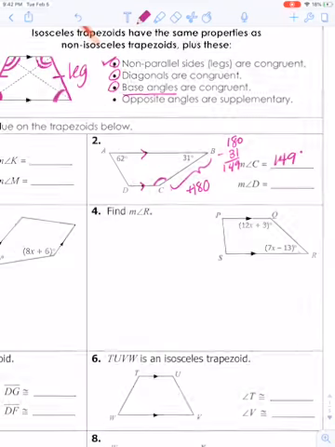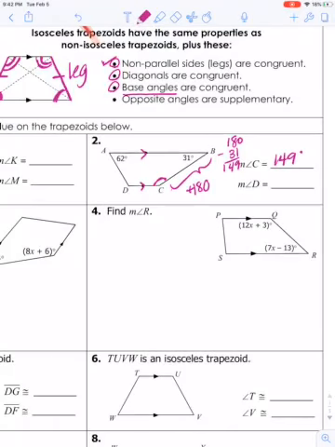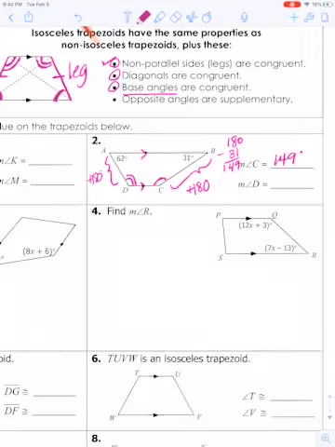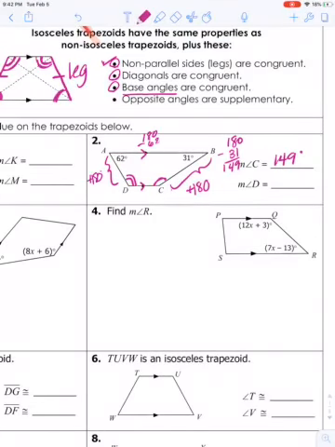And guess what we do for angle D? The same thing. Since angle A and angle D are same side interior, they're going to add to 180. So we're going to do 180 minus 62, and that's going to be the measure of angle D, which is 118. Easy peasy, right?